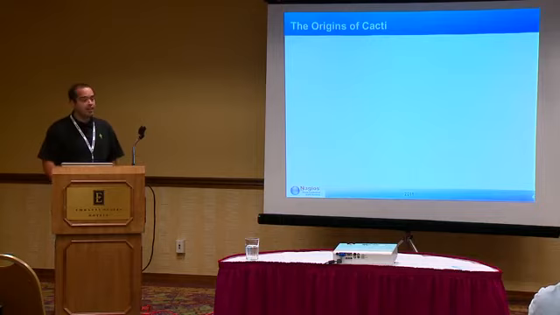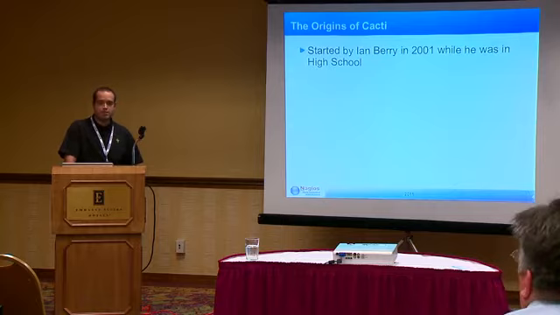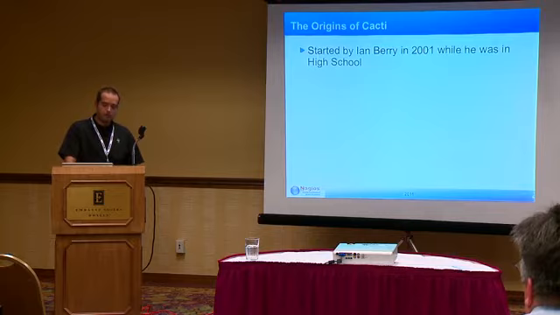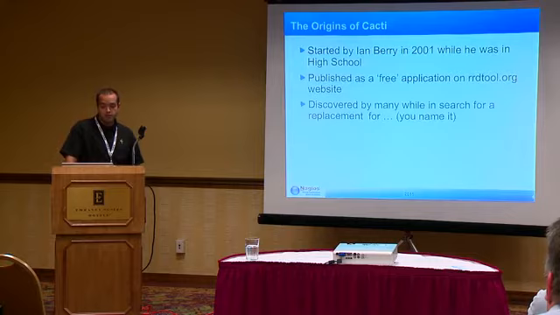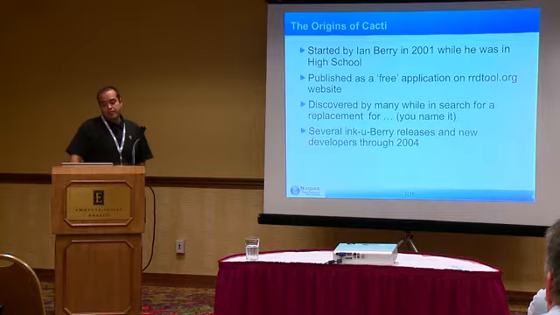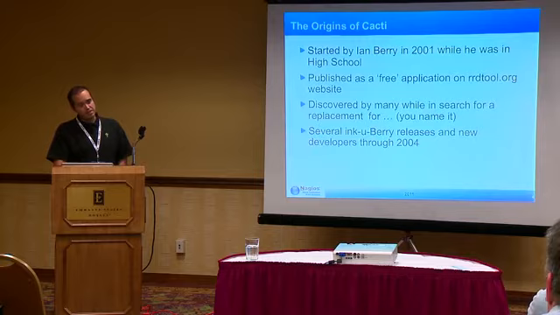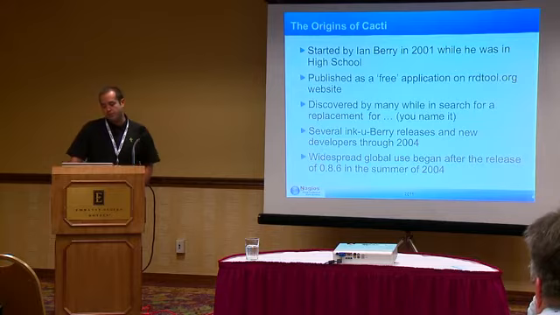Origins of Cacti. So Cacti was started in 2001 by Ian Berry as kind of a high school project. He worked for a local ISP at the time called PANet, and he developed it for PANet and put it out there as open source. It's a free application that's published on the RRD tool website, and that's pretty much how a lot of people have found it. One of Larry's lines, discovered by many in search for a replacement for pretty much you name it. Before 2004, Ian released a few releases. Larry, what was it, six releases? Not many. It wasn't that many before 2004, but it was a pretty active project. And widespread global use began after the 0.8.6 release in summer 2004 when myself and Larry joined the team.